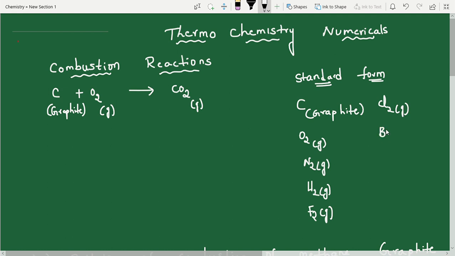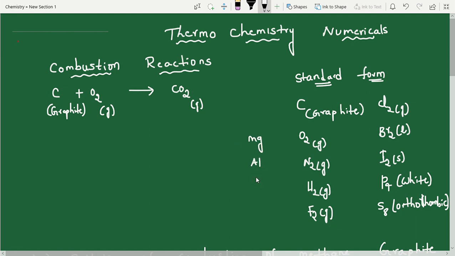Next, bromine, it is in liquid state. Iodine, it is in solid state. Next one, phosphorus, white phosphorus, white form. White phosphorus is the standard form. And sulfur, that is orthorhombic. Orthorhombic form is the standard form. Next one, others also there, like magnesium, aluminium, sodium, these are all available in the form of solid. So these are standard forms.